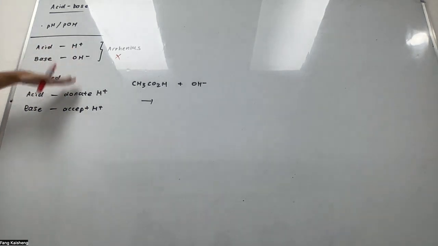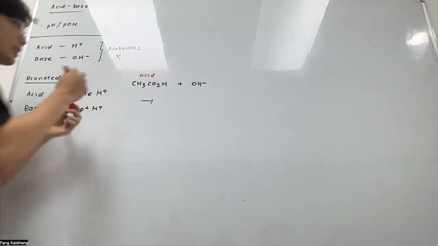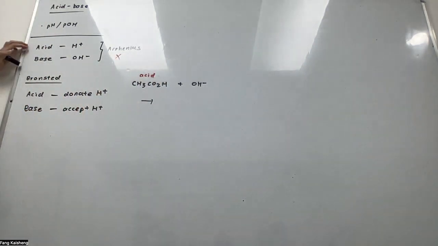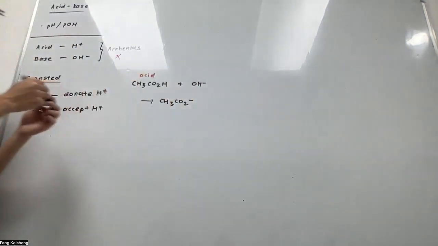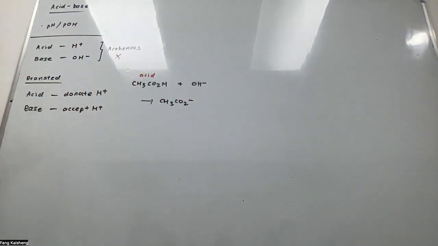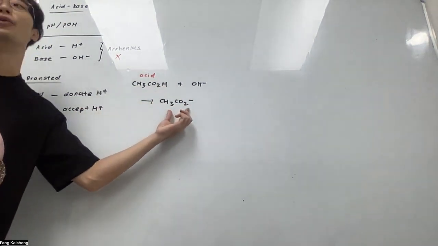Based on either of the theories, if you say that this is an acid, it can be either the Arrhenius acid or the Bronsted acid. So what it's going to turn into is CH3CO2-. As you can probably see, it has already donated its H+ ion. That's how it becomes this, the salt.